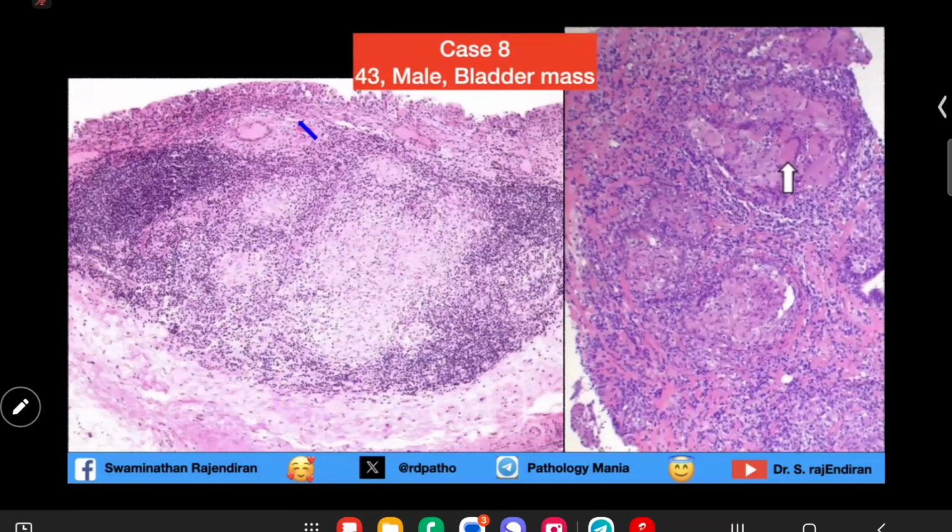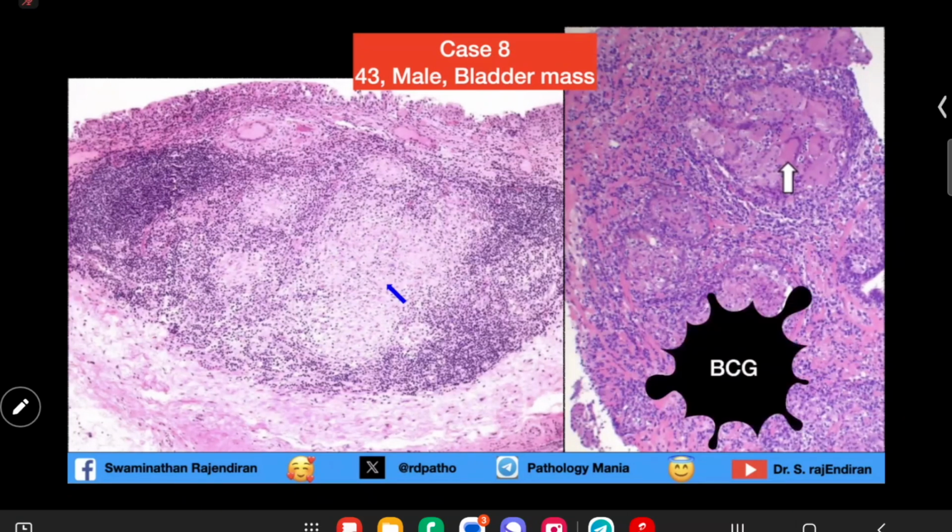Case number 8, you see the urothelium and a lot of lymphoid infiltrate, and this looks like granulomas, and these are granulomas. And when you see granulomas with a lot of lymphoplasmacytic infiltrate in the bladder, you have to ask for history of BCG. Remember, we talked about intravesicular BCG, and that produces granulomatous reaction. If there is no history of BCG instillation, this is more like follicular cystitis and granulomatous cystitis. But when the history is there, it is BCG related changes. So history is very, very important.